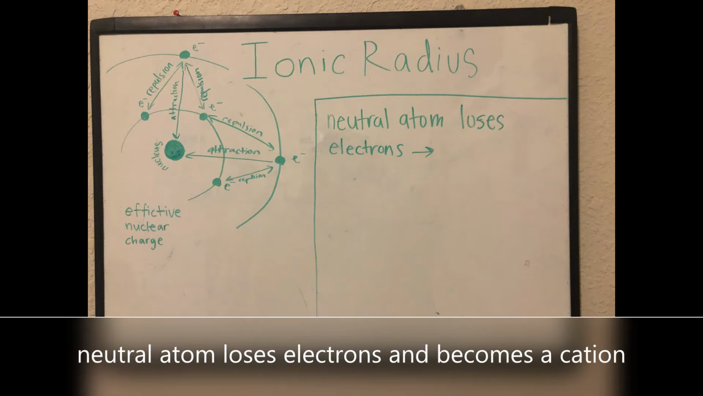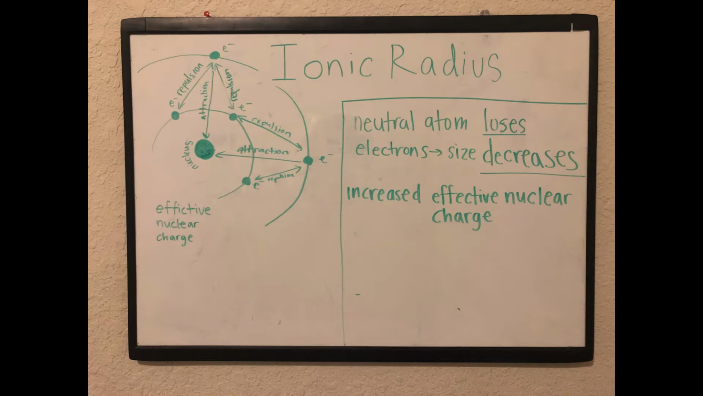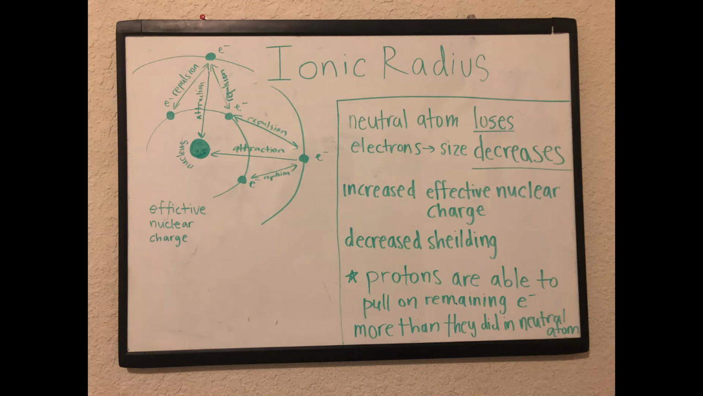When a neutral atom loses electrons, the size decreases. This is because of the increased effective nuclear charge, meaning the attraction between the protons in the nucleus and the electrons increases, so they're pulling on them more. And there's decreased shielding, so there are fewer electron-electron repulsions pushing the electrons apart. Because the protons are able to pull on the remaining electrons more than they could in the neutral atom, the ionic radius becomes smaller.